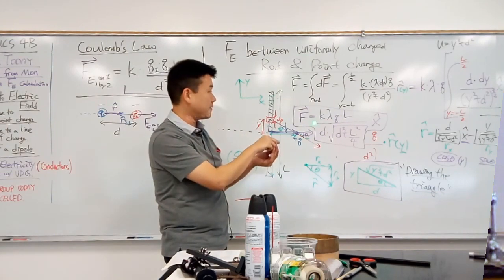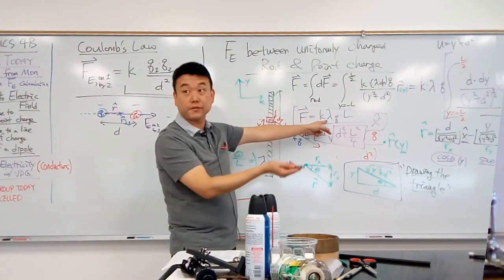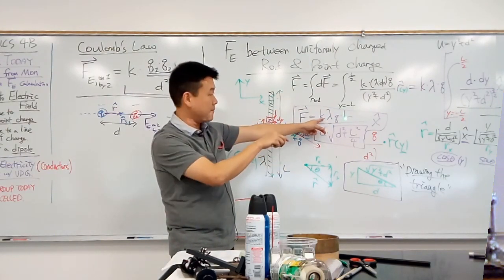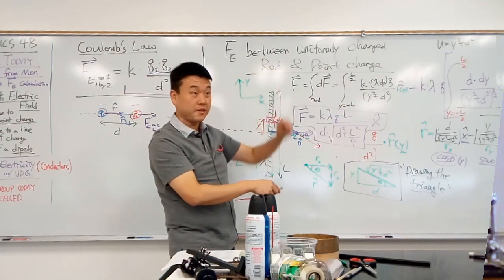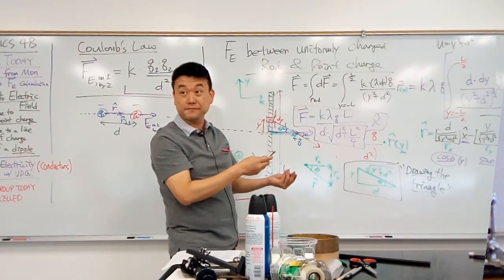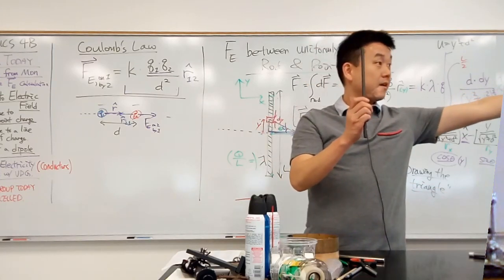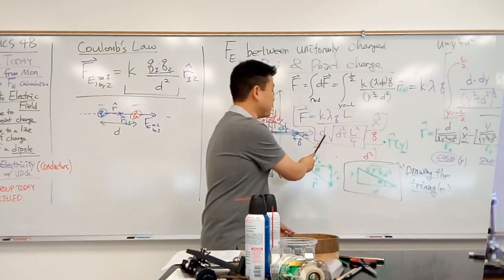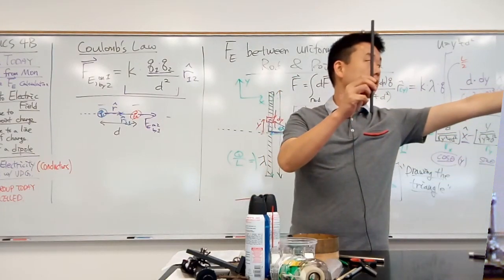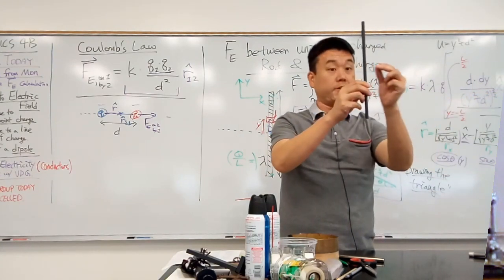Because what you have is K times lambda times L, that's the amount of charge in the rod, times Q, the amount of charge in the point charge, divided by distance squared. Which is what you would have expected, which is what you should get. Now, would this also simplify if you said that this charge is very, very, very close?